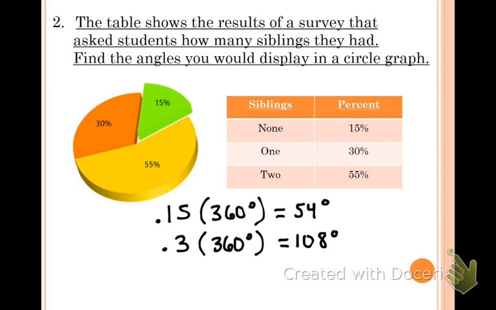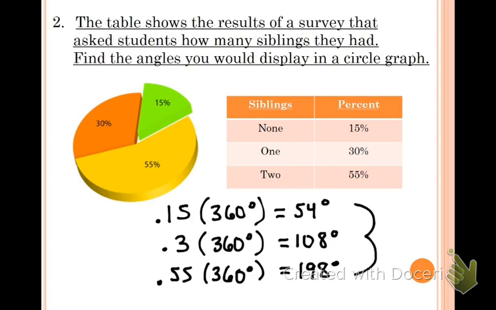Go ahead and write it down for me. What did you guys get? 198 degrees. Tell me what my step is. 0.55 times 360. And what did you get? 198 degrees.